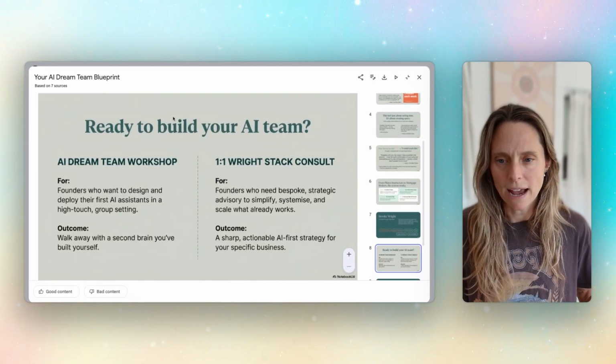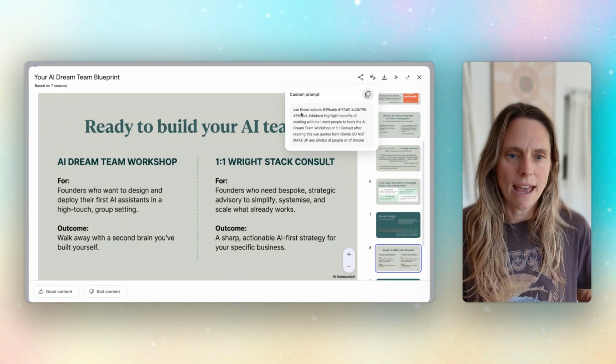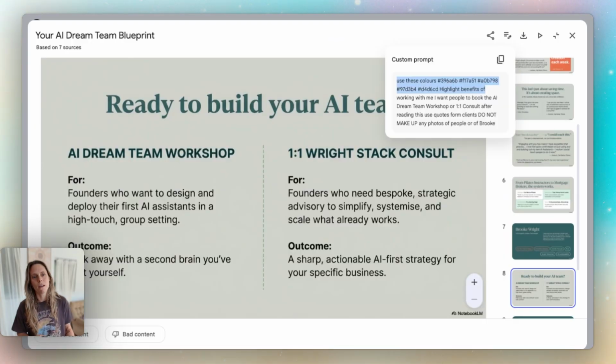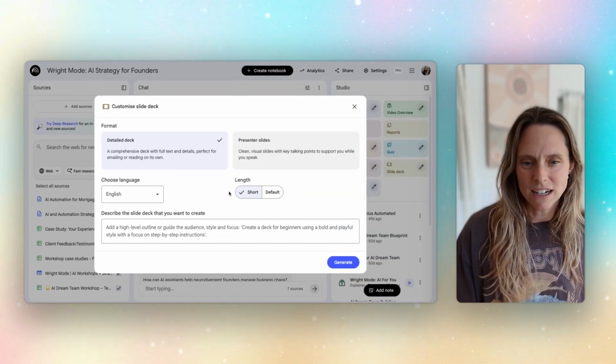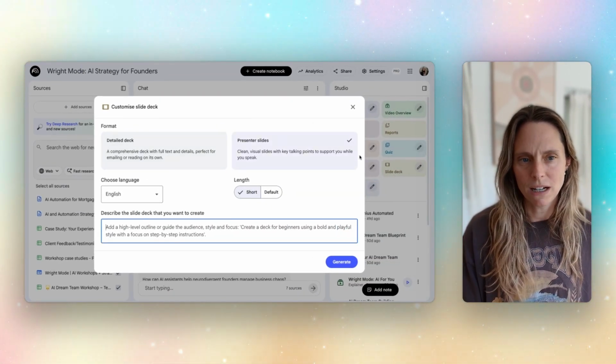It has pulled out my 2 core offerings, and you can just jump into your custom prompt and tell it to use your branding colors. Just want it to highlight the benefits of working with me, and I want people to book one of my 2 services after reading this. And so the way that you do that is you just jump in here. I like to make it short, otherwise it gets quite verbose, and presenter slides. And then you just drop in here what you want.